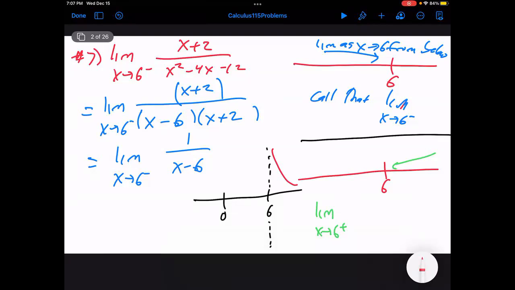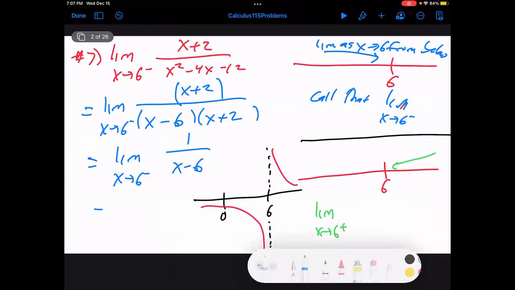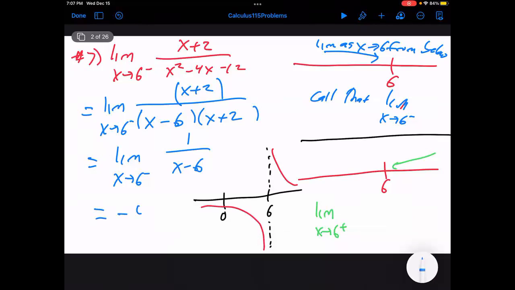Same thing. So it's going to look something like this. And so the answer for this problem is it's going to go to negative infinity.